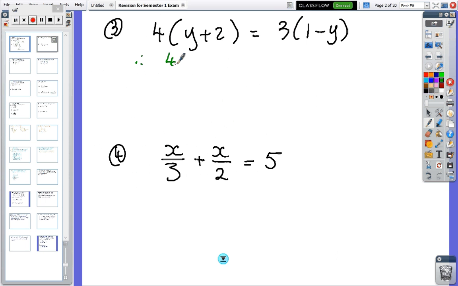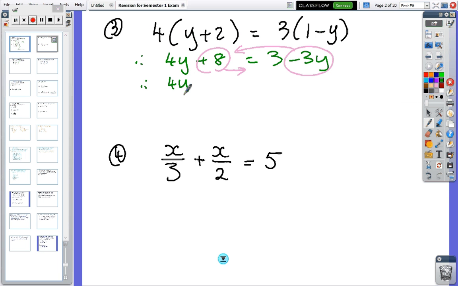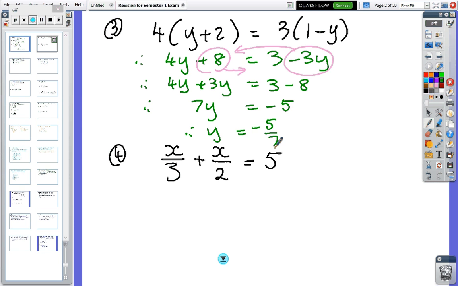Okay, so expanding the brackets, 4y plus 8 equals 3 minus 3y. So I've got to bring the y's to one side. So I'm going to take the y's to the left, and then the numbers will go to the right. So the next line, 4y is first, minus 3y becomes plus 3y. 3 hasn't moved, and plus 8 becomes -8. So 7y equals -5, and then take the 7 across. So that's your answer.